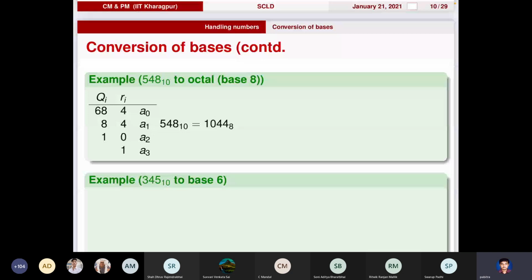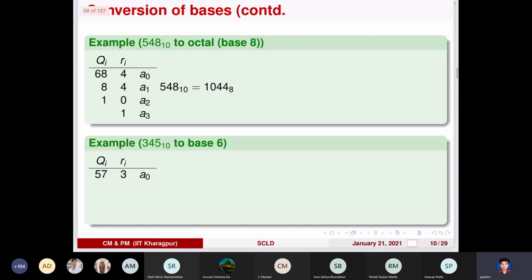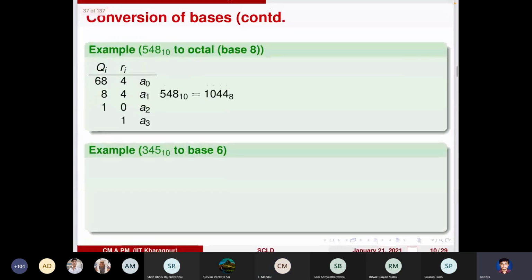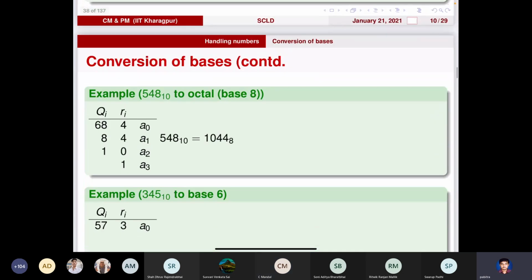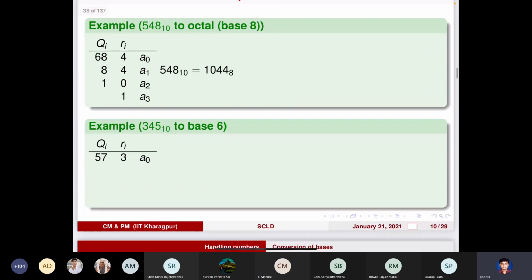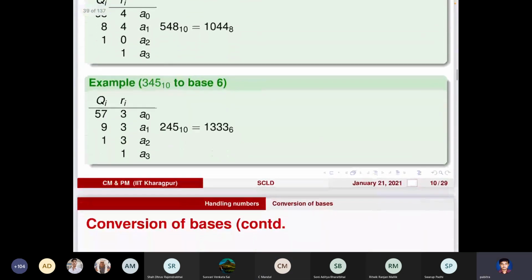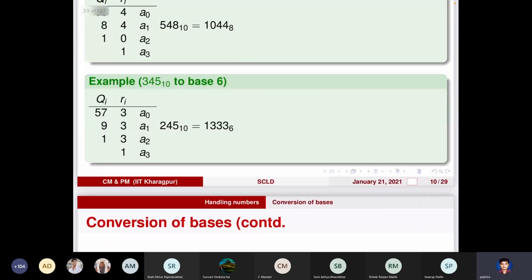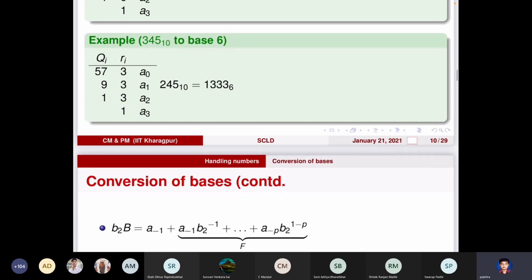Okay, so this is base 8. Let's take another example. I want to convert 345 base 10 to base 6. I do the same thing. I divide 345 by 6. I get a quotient of 57 and a remainder of 3. And if I follow the same way, I get 133 base 6. The only thing we mean to tell is that base 10 operations are fine, but what is the arithmetic in some other base? We have to think of that.